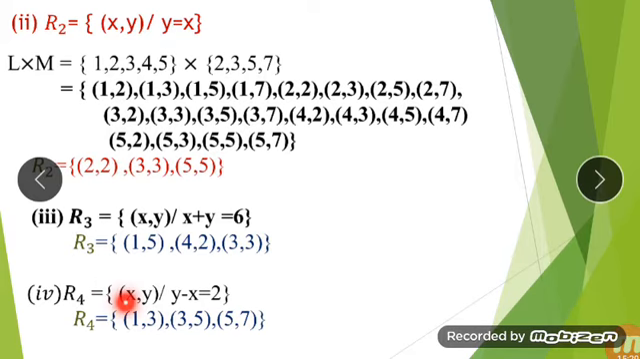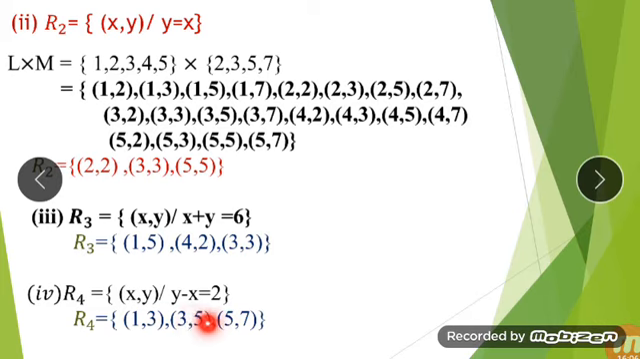The last relation is R4, the relation between x and y such that y minus x is equal to 2. Yes, here you have to be attentive. Y minus x means that if you subtract x from y, the result should be 2. So here we have (1, 3). Which one is x? x is 1 and y is 3. So x should be subtracted from y, meaning if you subtract 1 from 3, you will get 2.